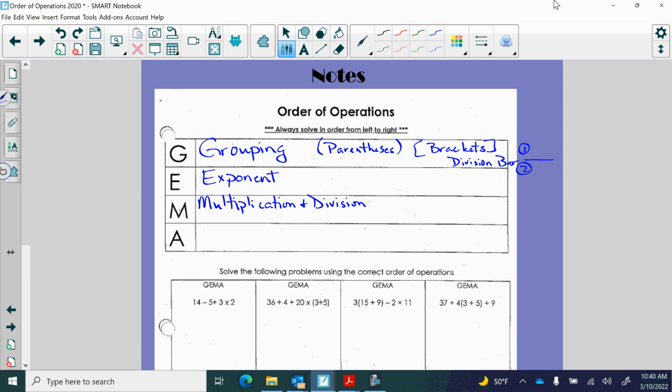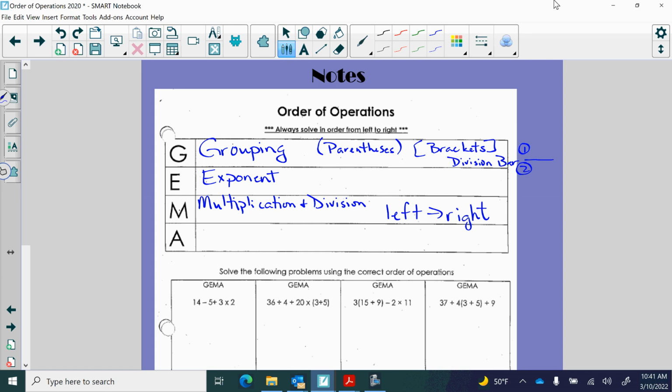So how do I know which one comes first? Whichever one is there first. What do you mean by there first? Like, if one is in front of it. What's in front when I'm reading? How do I read? Left to right. So if the division comes before the multiplication, I do the division first. If the multiplication comes before the division, I do the multiplication first. Whichever one comes first, as I'm going from left to right in my problem, is what I do first.